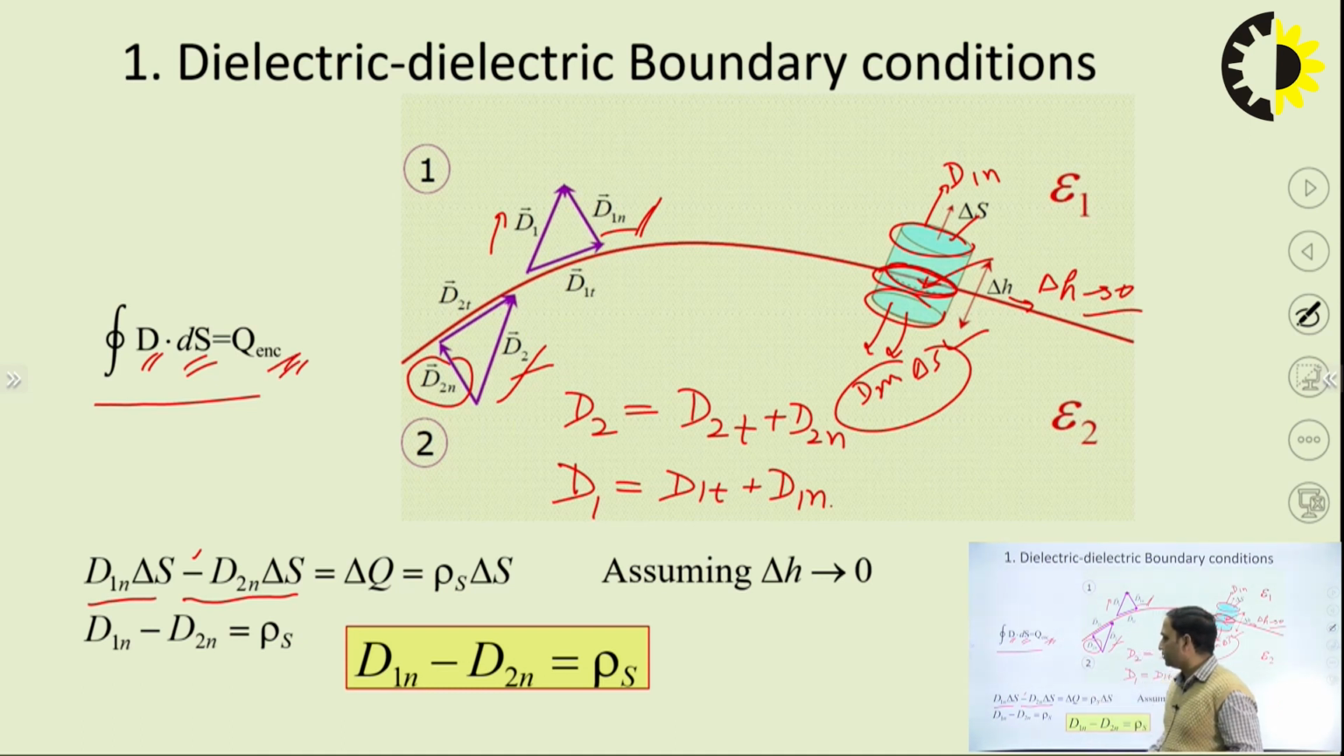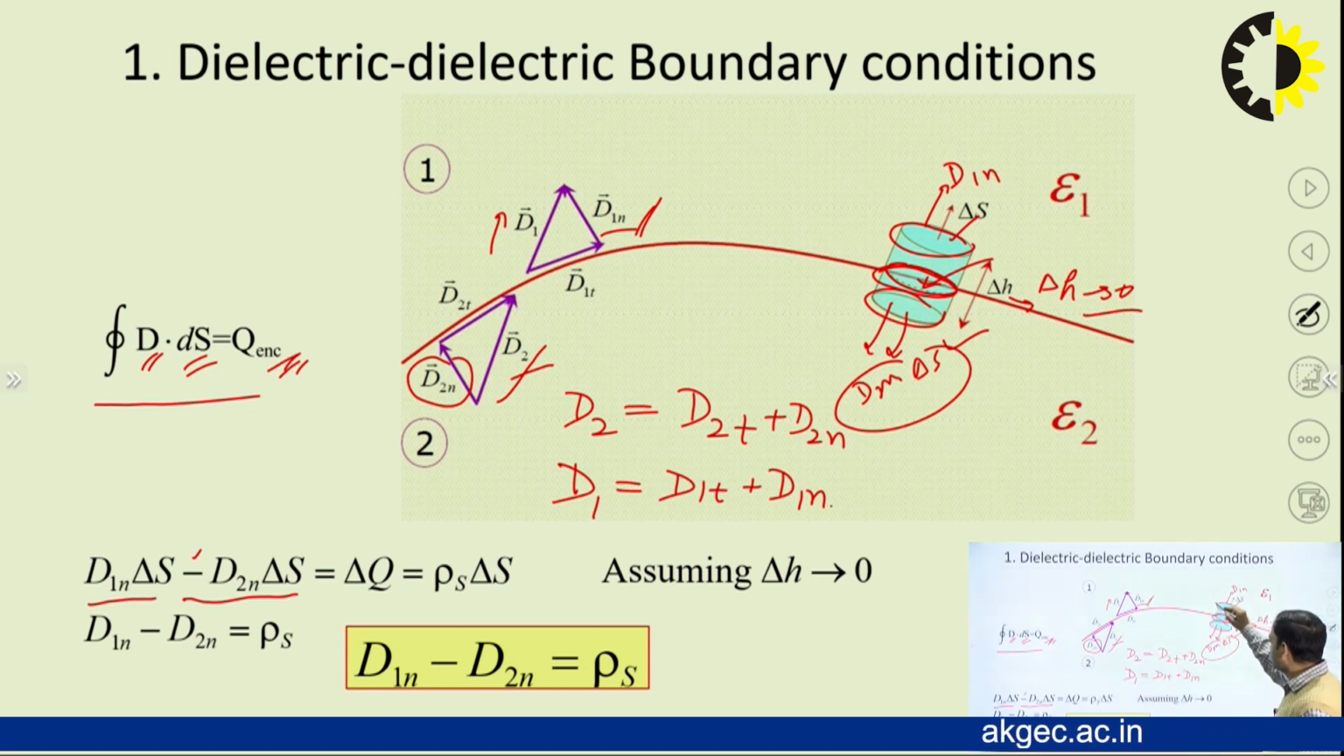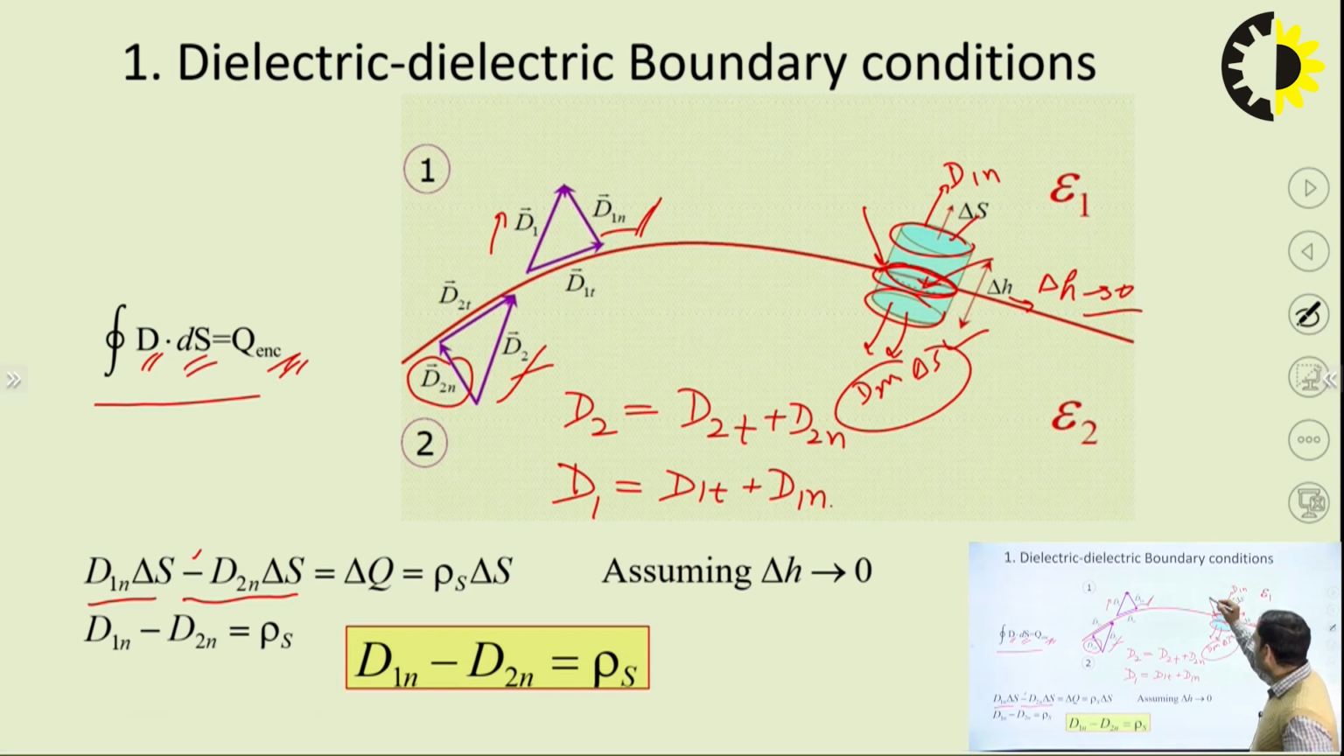So this is the charge enclosed on this surface. For that, what do we have? We have the surface charge density. Here the surface charge density is rho S, coulomb per meter square, right?